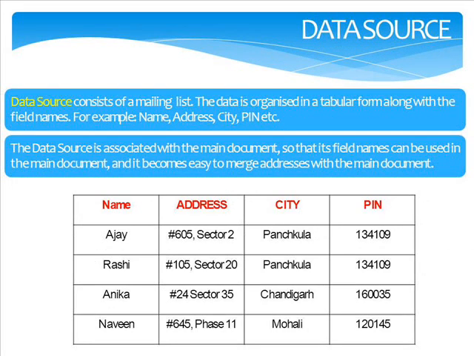Data source. The next document required is a data source. A data source consists of a mailing list. The data is organized in a tabular form along with the field names, for example name, address, city, PIN, etc. The data source is associated with the main document so that its field names can be used in the main document, and it becomes easy to merge addresses with the main document.